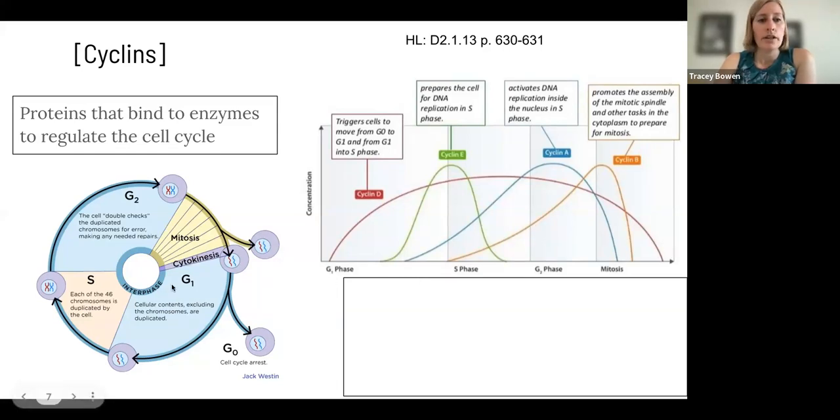And so in G1, the cell is growing, it's creating more organelles, and the chromosomes and the cytoplasm are expanding. In S phase, the 46 chromosomes for a human are going to be duplicated. And then in G2 phase, the cell is double checking the duplicated chromosomes and making any repairs that are needed. You don't need to know what cyclin D or E or A do, but you do need to know that cyclins regulate the cell cycle.